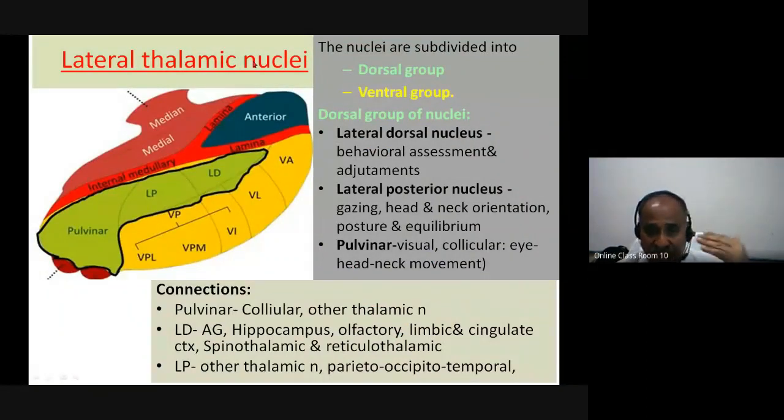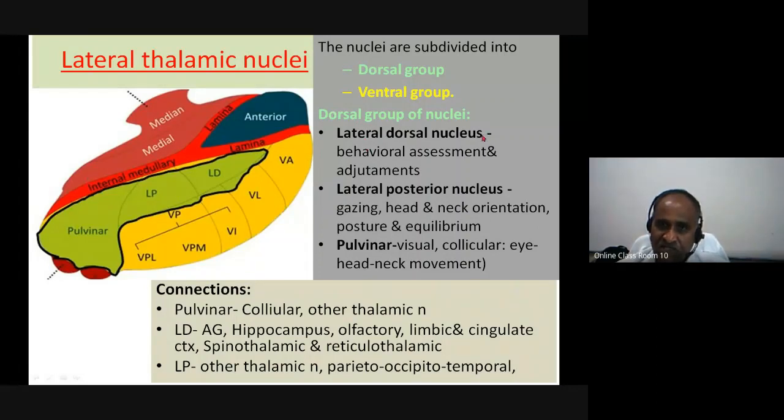Because we consider the medial thalamic nuclei, we consider the anterior thalamic nuclei and their connections. The lateral nuclei are subdivided into two groups, dorsal group and ventral group. This is a dorsal group. This is a ventral group. So this dorsal group is subdivided. Now I'm taking the green one. The dorsal group is subdivided into lateral dorsal, lateral posterior, and pulvinar.